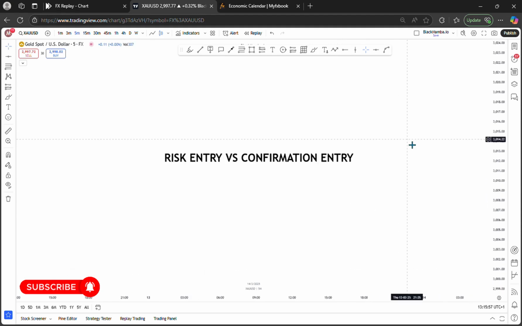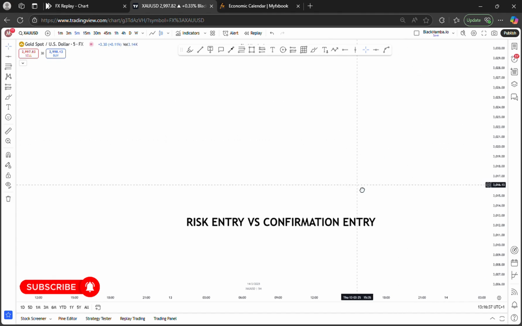Some traders pick their POI on higher time frame and then look for confirmation on lower time frame, while some traders pick their POI on lower time frame and then as well look for confirmation on lower time frame. Whichever way is convenient for you, it is fine, as long as you understand market structure and liquidity, you should be fine. Now, what do I mean by risk entry?